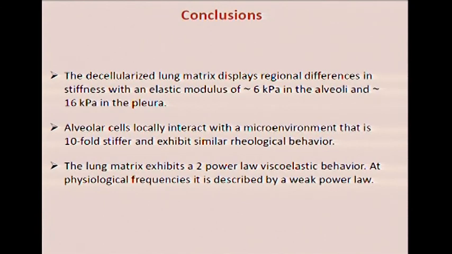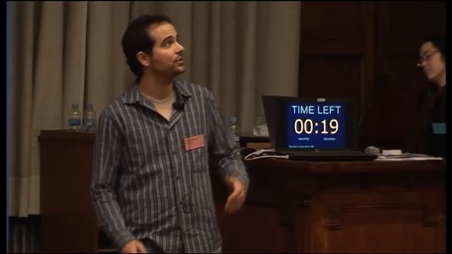In conclusion, the decellularized lung matrix displays regional differences in stiffness with an elastic modulus of 6 kilopascals in the alveoli and 16 kilopascals in the pleura. Alveolar cells locally interact with a microenvironment that is 10-fold stiffer and exhibits similar rheological behavior. And the lung matrix exhibits a power law viscoelastic behavior. At physiological frequencies, it is described by a weak power law.